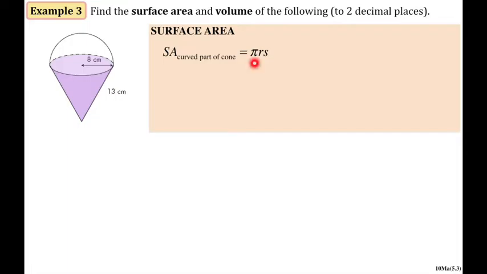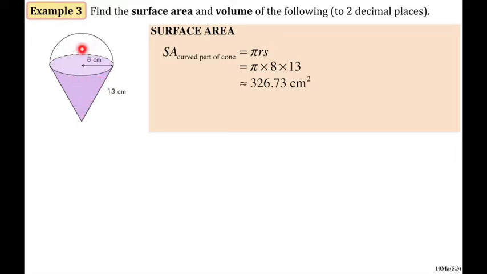That circle's inside the shape, so we can't have a surface area of that. So it's pi times the radius. The radius is 8. S stands for the slant height, which is the height that's on a lean, on a slant. The slant height is 13. So it's just pi times 8 times 13. Put that into the calculator and there's my answer to 2 decimal places. So that's the surface area for the curved part of my cone.